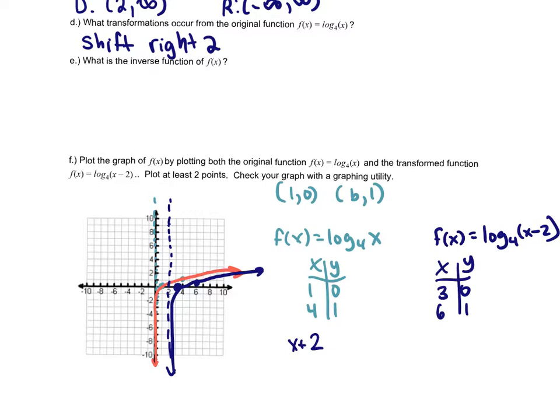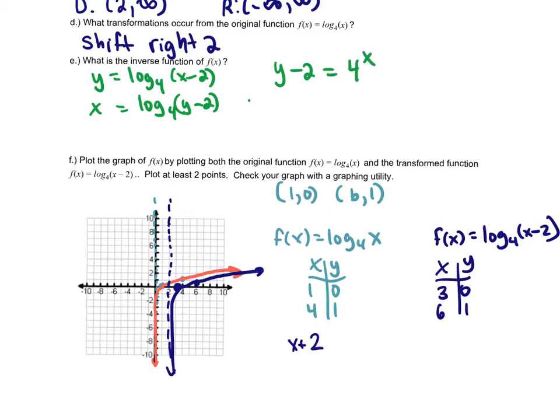Now for inverse, we're just going to do the same thing we did for exponential. So since we have y equals log base 4 of x minus 2, we'll first switch x and y. So this will make it x equals log base 4 of y minus 2. Now there's nothing to move over right now because all the stuff is in the log. There's nothing in front of the log. So I can just go ahead and switch to exponential form. So that's y minus 2 equals 4 to the x. Real simple to solve from here. I just simply add 2 to both sides. So the inverse function is going to be y equals 4 to the x plus 2.